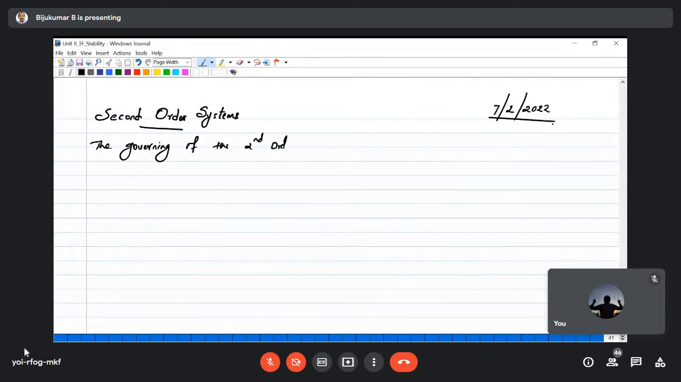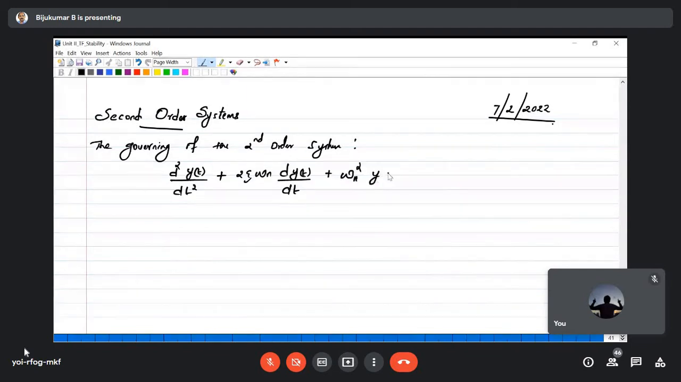Second order system is typically in this form: d square y of t by dt square plus 2 zeta omega n dy of t divided by dt plus omega n square y of t is equal to omega n square u of t.